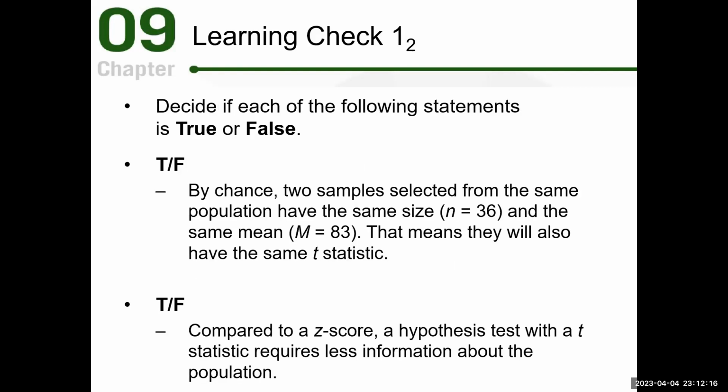True or false? It says decide whether each of the following statements is true or false. It says by chance, 2 samples selected from the same population have the same sample size and the same mean, which is a mean of 83. That means they will also have the same t statistic. Okay. The second problem says compared to a z-score, a hypothesis test with a t statistic requires less information about the population. Okay. You can pause it.